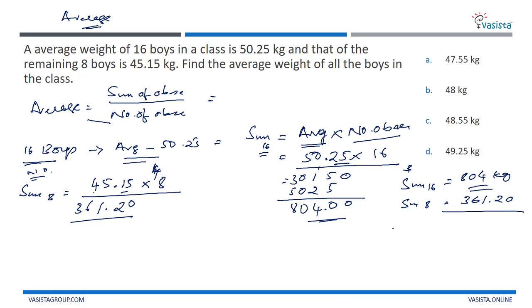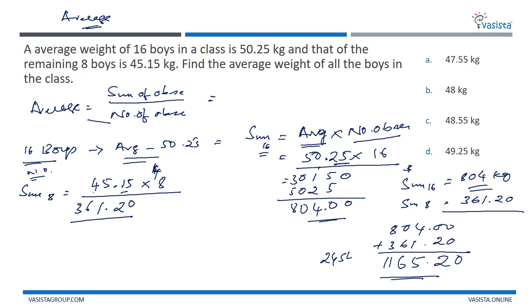Now add it. That is 804 plus 361.20. 0, 2, 4 plus 1 is 5, 0 plus 6 is 6, 8 plus 3 is 11. The total is 1165.20 kg. This is the weight of the total 24 students.